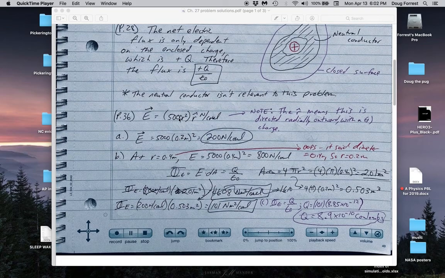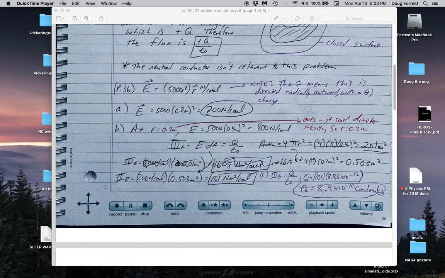For problem 36, this is given as the formula. So basically that means if it's positive and it's r hat, it's directed radially outward. So that tells me it's probably a spherical type shape. So at 0.2 meter radius, we've got 200 newtons per coulomb. Here, it said the diameter of 0.4, that's annoying. So actually the radius is 0.2. So I had to fix that down here.